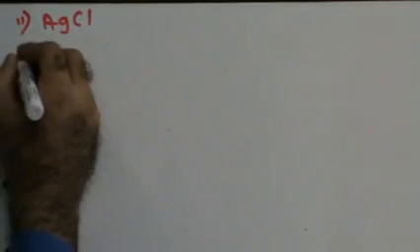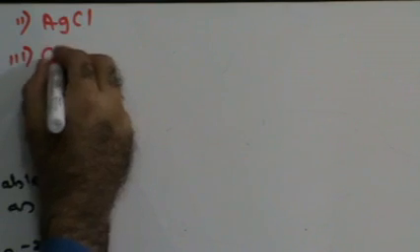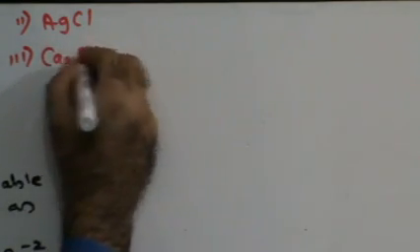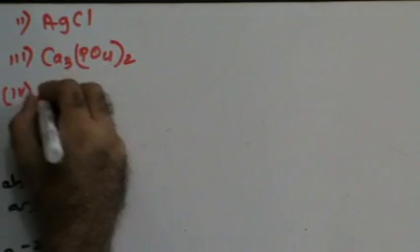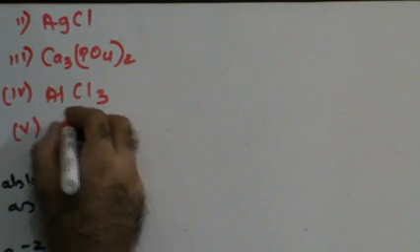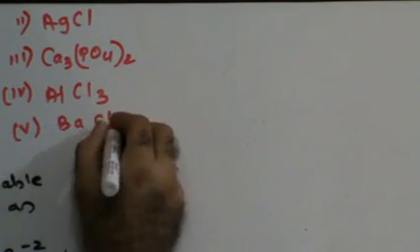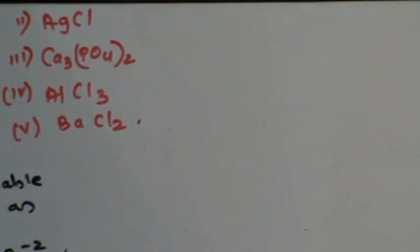Right? Now I'm going to give you a few sums like this for practice. You have to derive the relationship between solubility and solubility product for these salts. First is AgCl, next Ca3(PO4)2, aluminium chloride, barium chloride. Right? So these 4 sums you should be able to do on your own.